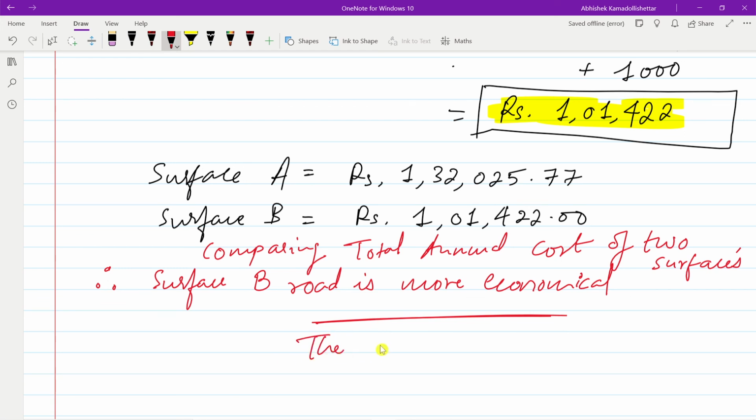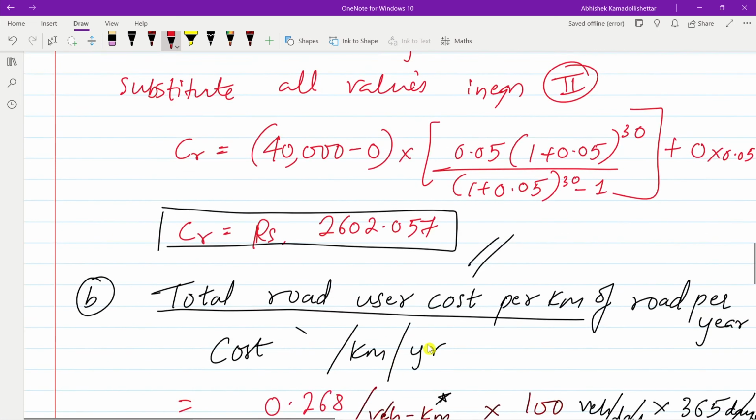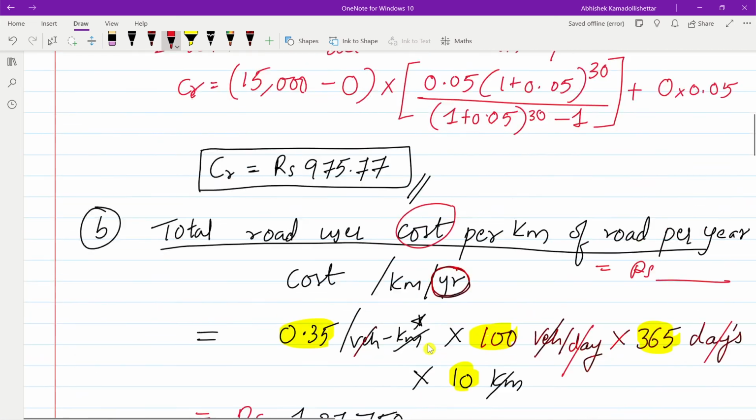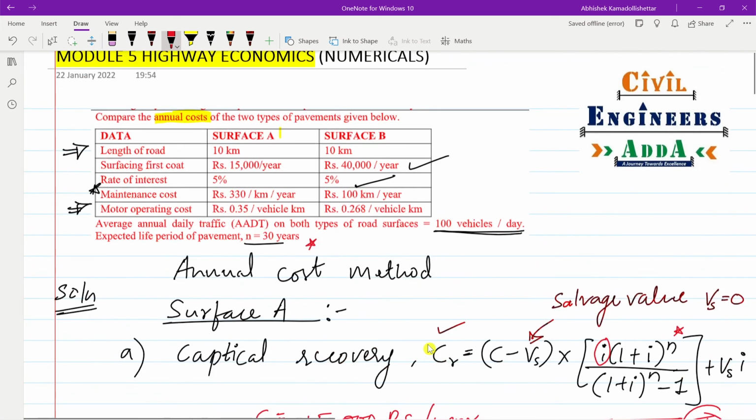This is the end of the problem. I hope you have understood the problem clearly. I have made this very slowly and explained everything. The question and data may change, but the method of solving will remain the same.